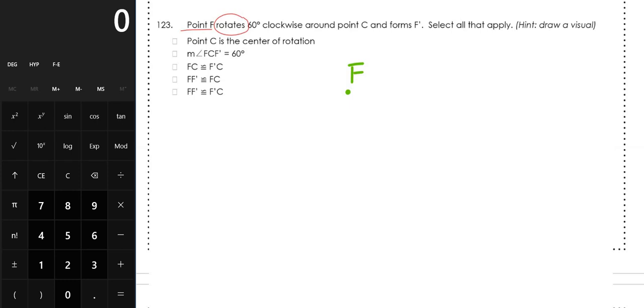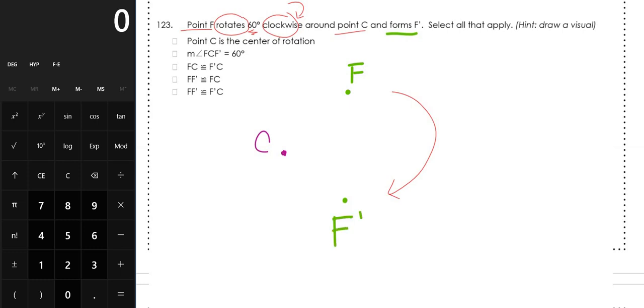Okay, and it is rotating 60 degrees, so that's the amount, clockwise. So I'm thinking about a direction, clockwise. It's going to go like this, and it's going to rotate clockwise around another point that we call C. So I'm going to put a point C somewhere on here. I'm going to say it's right here. Okay, so this is point C. So point F rotates around point C, and it will form F prime after the rotation. Okay, so let me put a point for F prime, and I'm going to label it F prime.